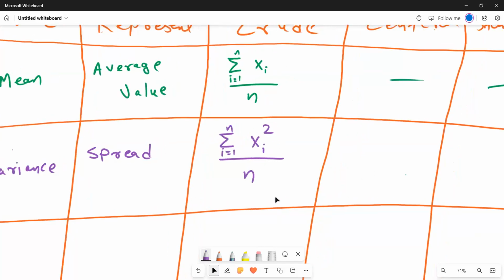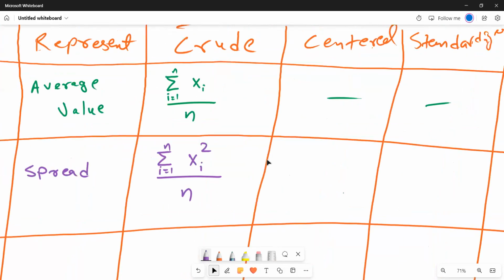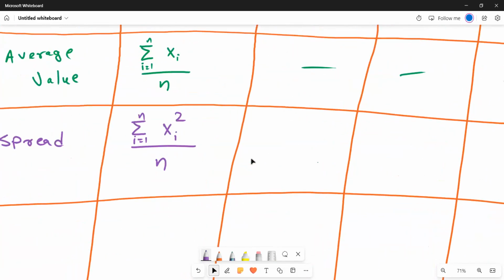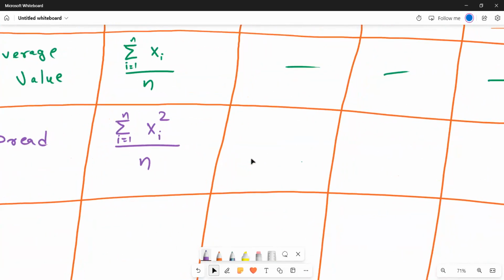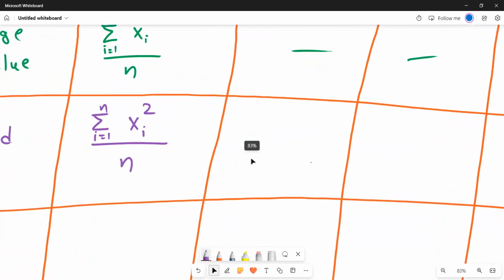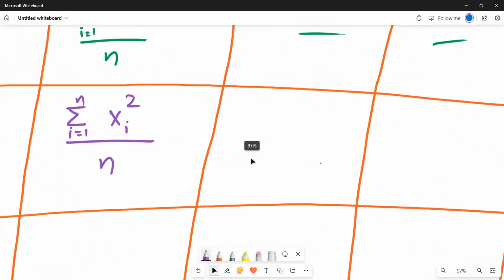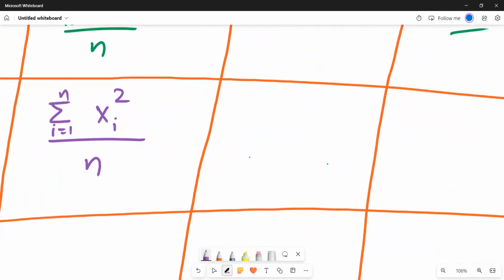Now, there's a centered form of this where we'll simply subtract each of these elements from the mean of the data, right? So this part will remain as it is, which is summation of i equals 1 to n.